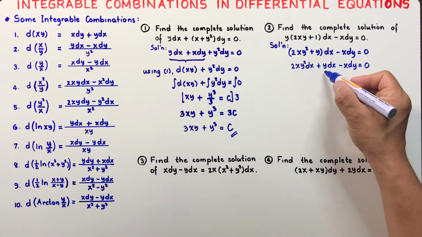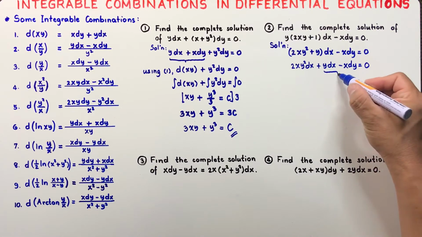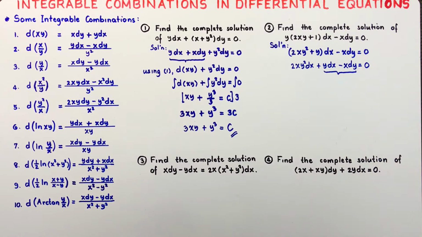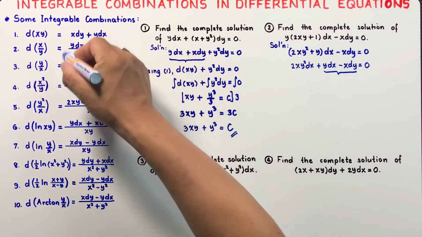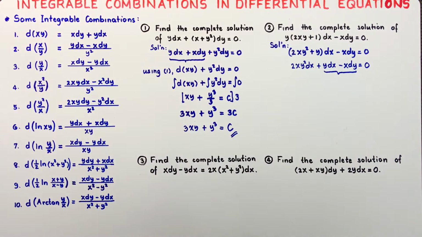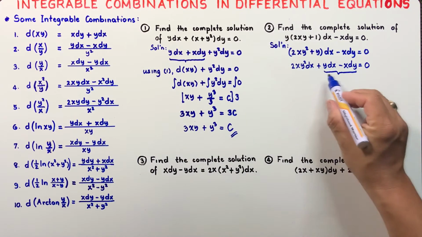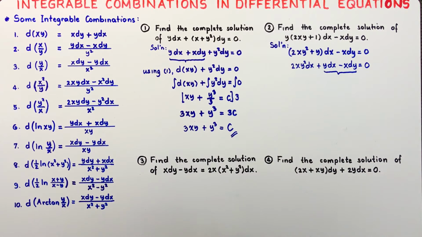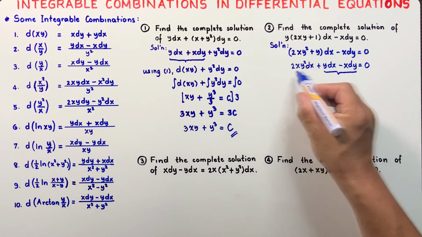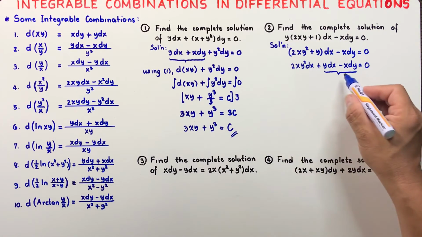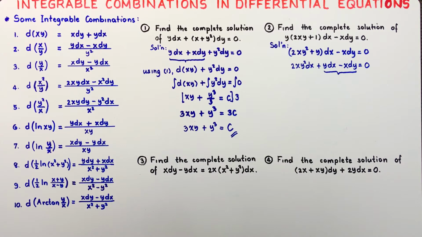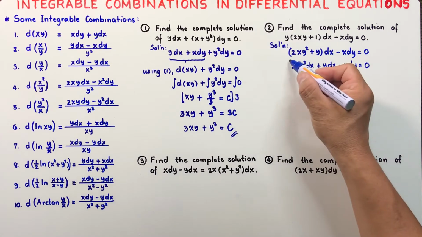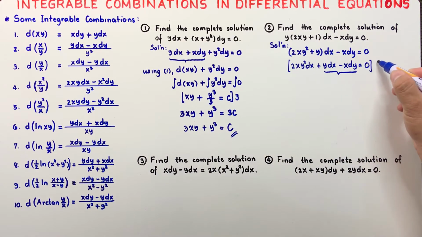And you can see that this one is somewhat like an integrable combination, which is similar to this integrable combination number 2. However, in this case, we don't have the denominator of y squared. But we have a y squared here in this term. So to have this y squared here in the denominator of that two terms, we need to multiply both sides of the equation by 1 over y squared. So 1 over y squared is the multiplier to this whole equation.